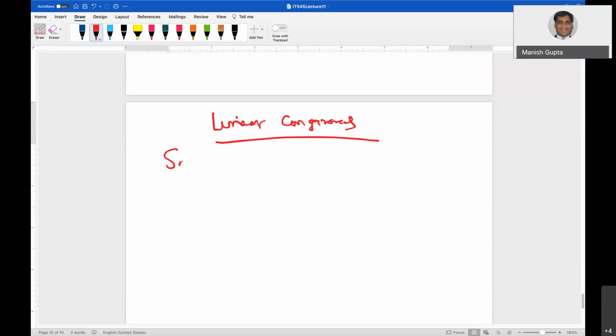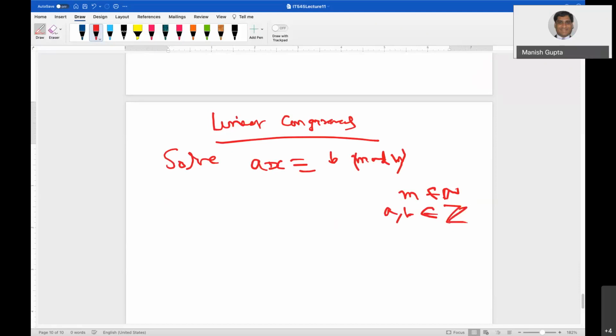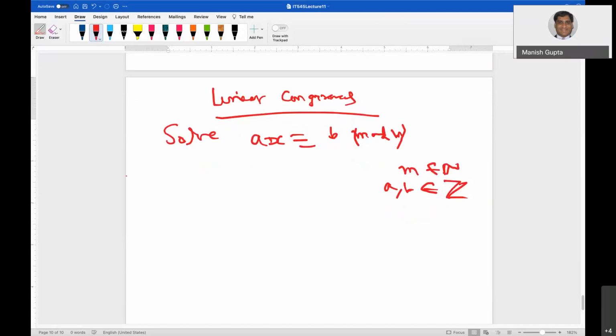So we need to solve equations like AX congruent to B mod M. I think you might have read this earlier, where M is a natural number and A and B are integers. So there is a result. How do we solve it?